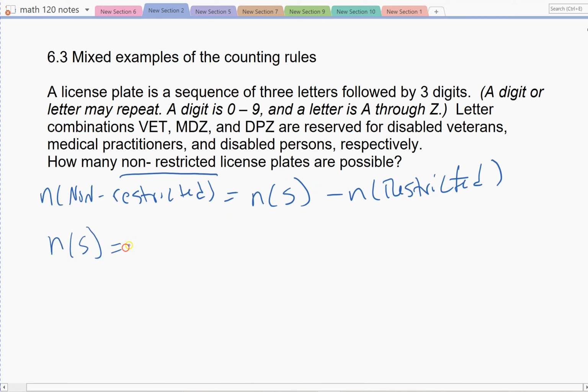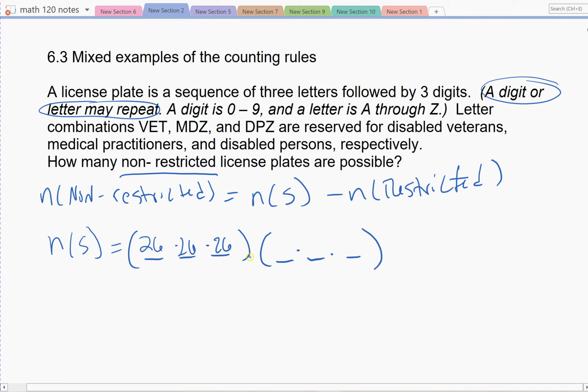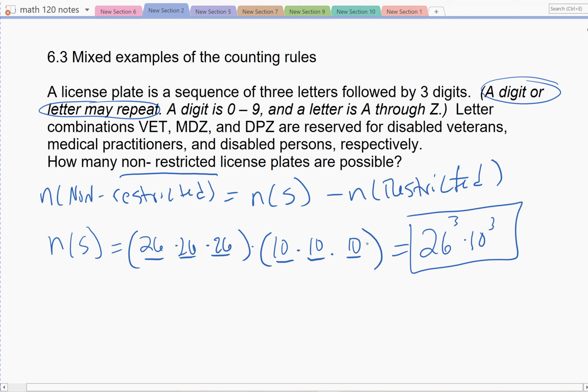So the number in my universal would be, I can make any plate, right? Any plate possible. I can choose any three letters, followed by any three digits. A letter and a digit may repeat. So I've got my three letters, one, two, three letters, and my three digits. The letters can be anything in the alphabet, so it's 26 times 26 times 26, and the digits can be anything, so it's 10 times 10 times 10. If I shorthand that, that's 26 cubed times 10 cubed. I'm going to leave it like that for right now, because that's a fairly large number. I will multiply it out before the problem's all said and done. That would be the total number of license plates if all license plates are three letters followed by three digits, and you can have repeats.